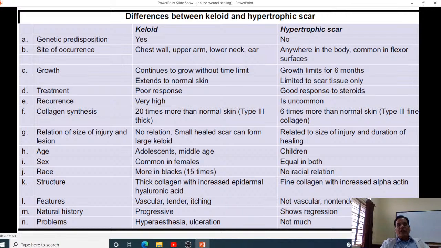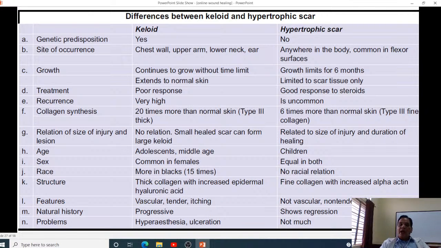Keloid occurs mainly over the chest wall, that is the sternum, upper arm, neck and ear. The ear looks very bad, but unfortunately ear piercing in a female with a familial, genetic tendency can grow into a very bad keloid.